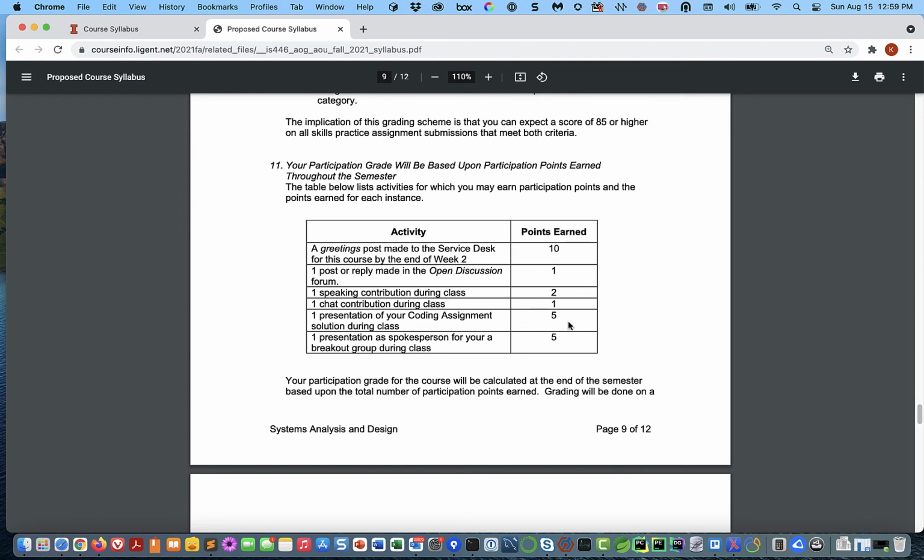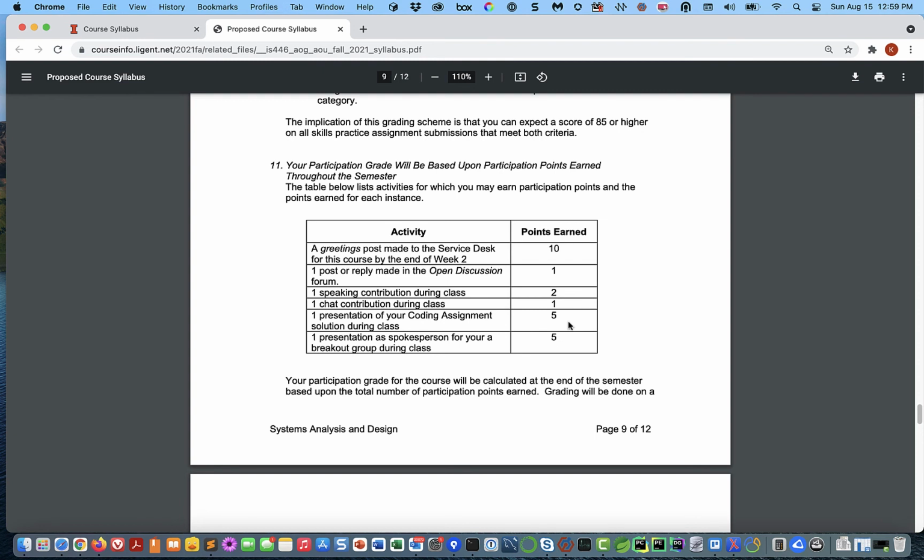Okay. On the other hand, if you had the median value of participation, that would probably bring you down about a point or a point and a half. Okay, so participation is going to bump you up a little or pull you down a bit, depending upon where you are.